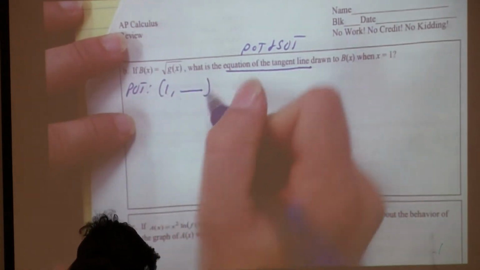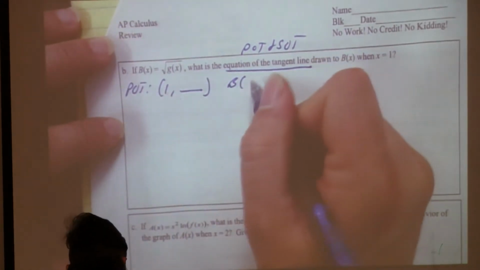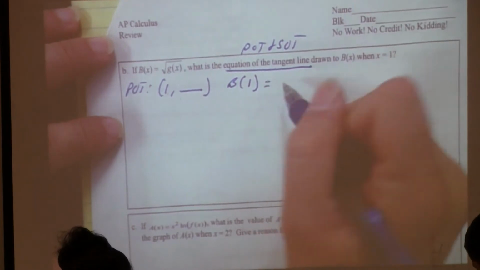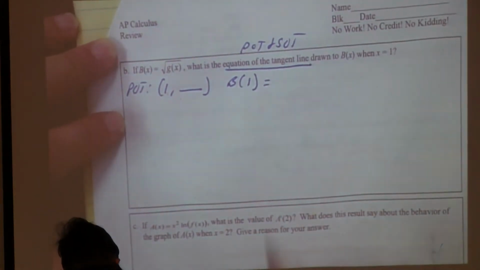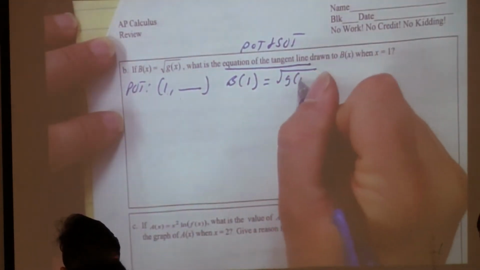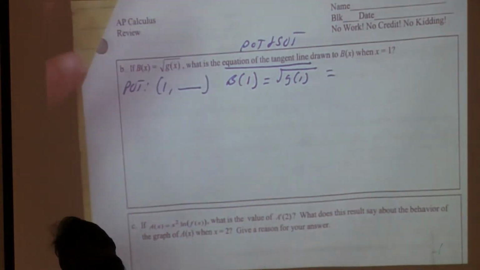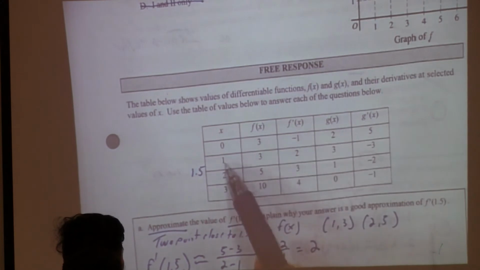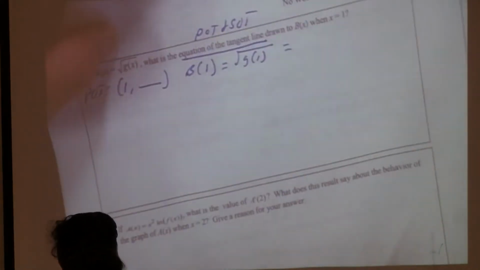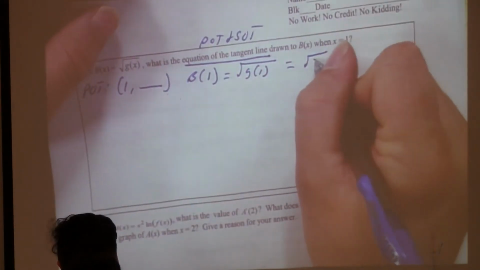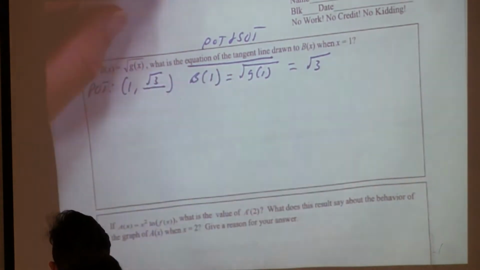1 comma blank. And in order to get that, we need to find B of 1, right? Which is really the square root of g of 1. So now I need to go to my table and find g of 1. So what's g of 1? 3. So that means that this will end up being the square root of 3.